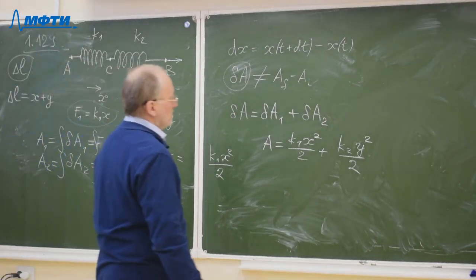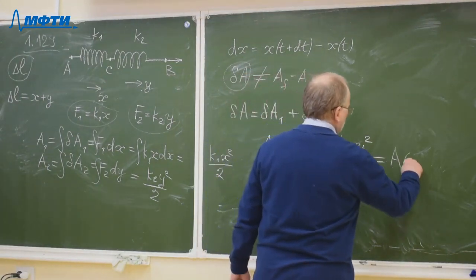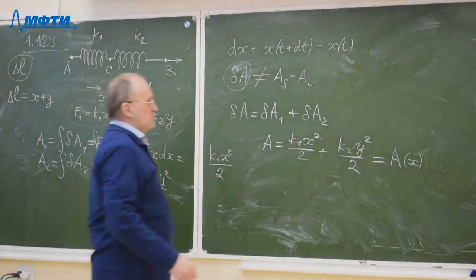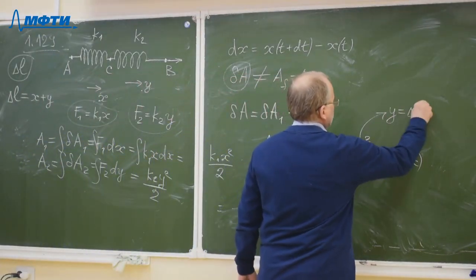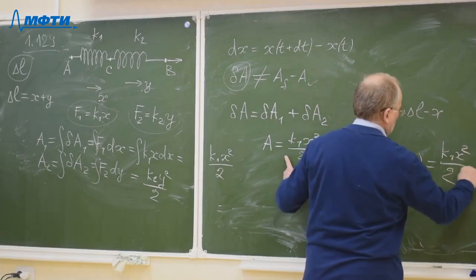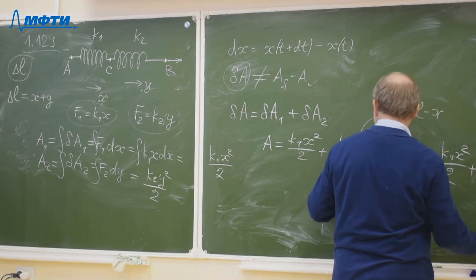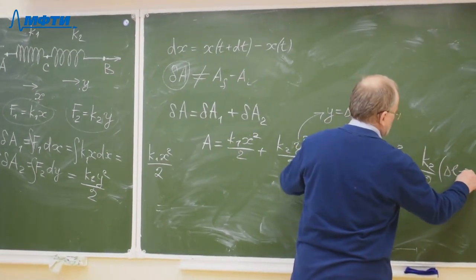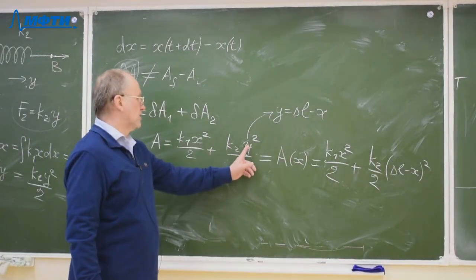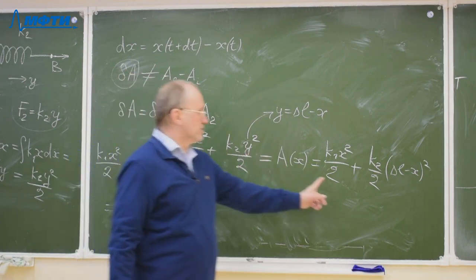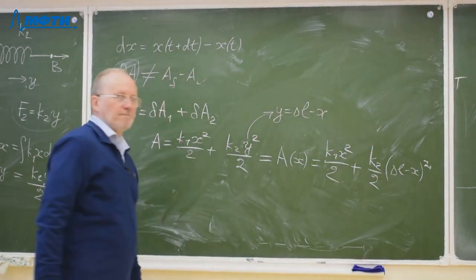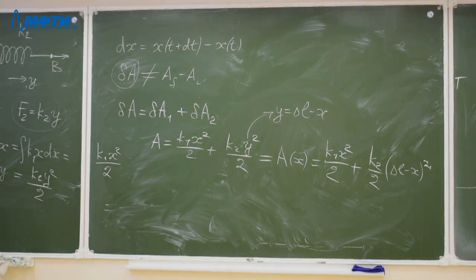What does it mean if it's minimum possible? Certainly, this is just a function of x, because y can be expressed using x and the given quantity. Y equals delta L minus x. So the total work as a function of x will be k1x squared over 2 plus k2 over 2 times delta L minus x squared. We express elongation of the second spring by using the total elongation of both springs and the elongation of the first spring. Because the sum of elongations x plus y is equal to delta L.